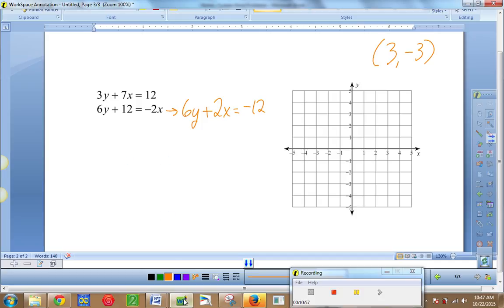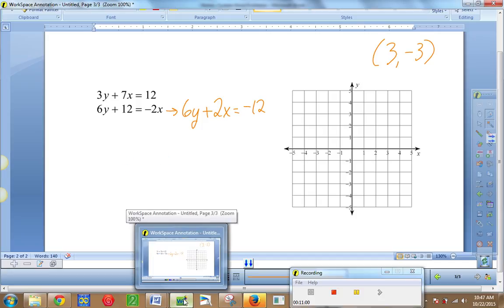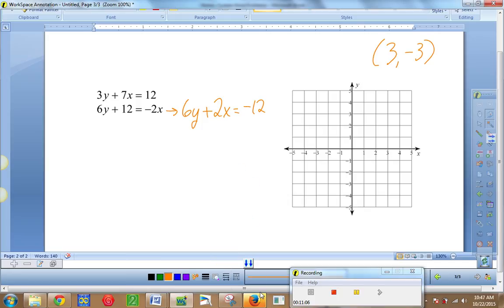What do you want to eliminate? Do you want to eliminate x or do you want to eliminate y? You want to eliminate y? So how do I make a 3 and a 6 the same number? Multiply that by 2. Multiply which one by 2? This guy. And not just 2, what do I want to multiply it by? -2. So if you multiply it by -2, one's positive and one's negative.